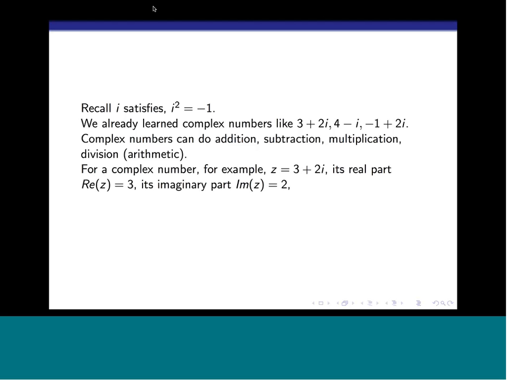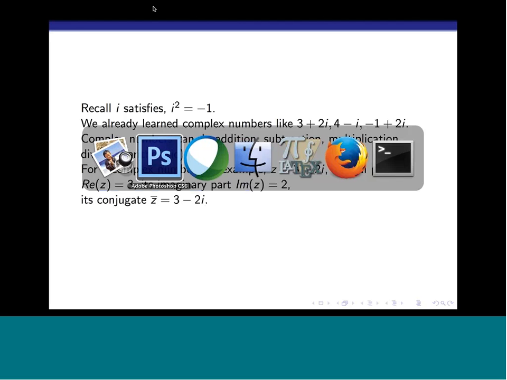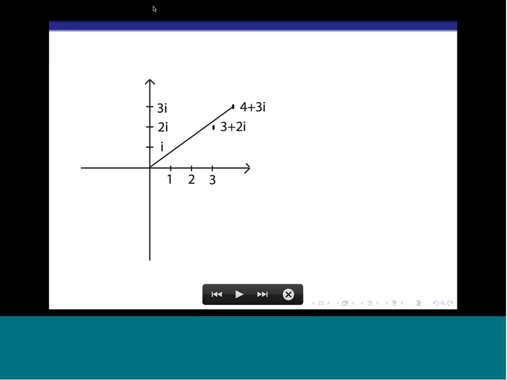So for the complex number, we also define the real part as the real number, the first part. The imaginary part is the coefficient of i. It's also a real number. The imaginary part and real part are all real, so it's not imaginary. We also define the conjugate. Remember the conjugate? You also learned it previously. Anyway, just move on.